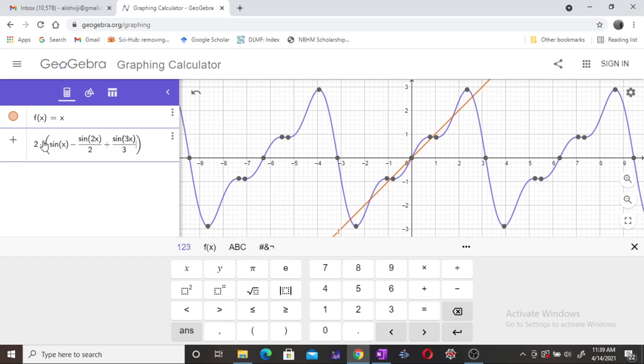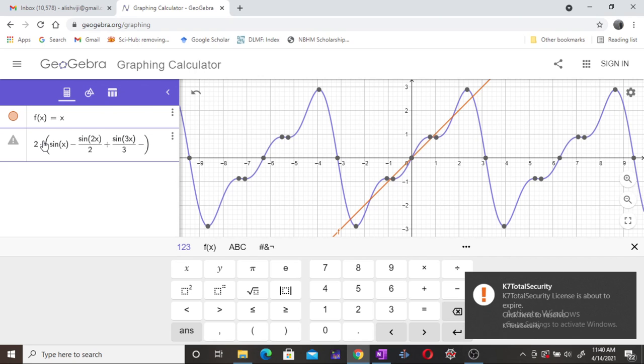So far we have considered just the first three terms of our Fourier series representation, and the Fourier series representation becomes so close to the original function f of x. If you observe this graphical representation, there is not much difference between the original function and the Fourier series representation.